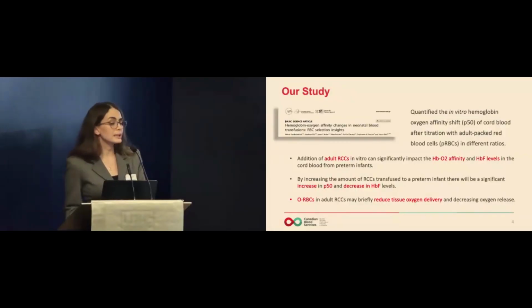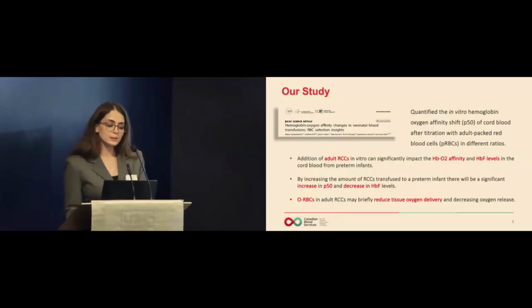Here's the work that we have published in Pediatric Research. In this work, we quantified the in vitro hemoglobin oxygen affinity shift, or P50, of cord blood after titration with adult red blood cells. In another part of the study, we also looked at how biologically aged young red blood cells and old red blood cells would affect the hemoglobin oxygen affinity of the cord blood after mixing. I won't go in depth into the results. Here is a summary of the results that we got from this research.